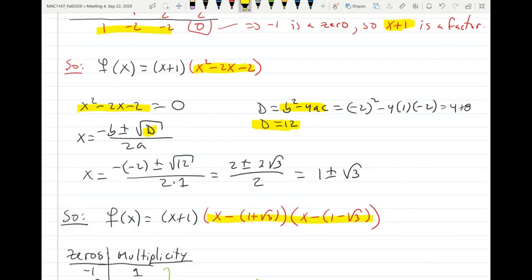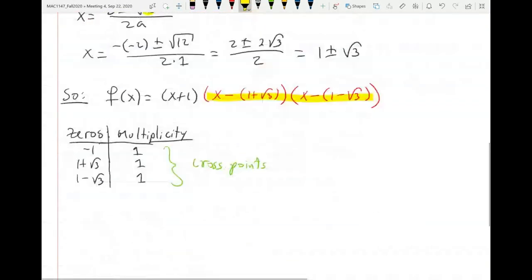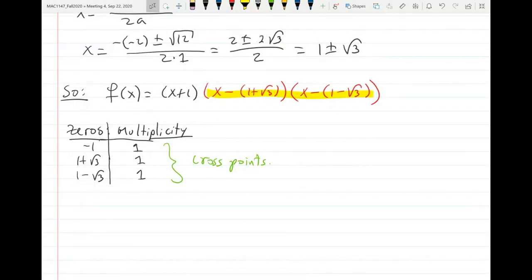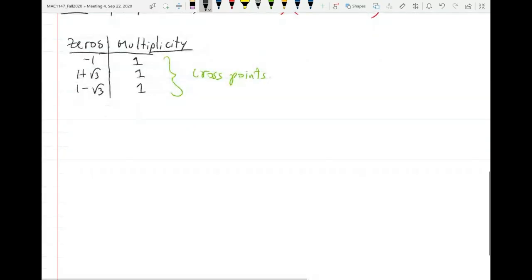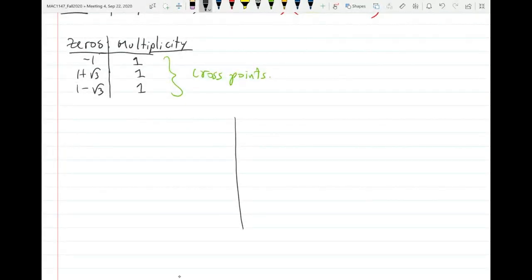We found the two zeros, 1 plus square root of 3, so x minus (1 plus square root of 3) is a factor. And then 1 minus square root of 3, so x minus (1 minus square root of 3) is also a factor. The reason I don't put an a, like a leading coefficient, is because our leading coefficient was always 1. Anyways, we now have our three zeros, and we wrote the zeros and the multiplicity. Now the rest is easy, so to speak.